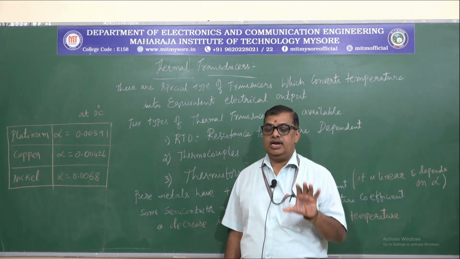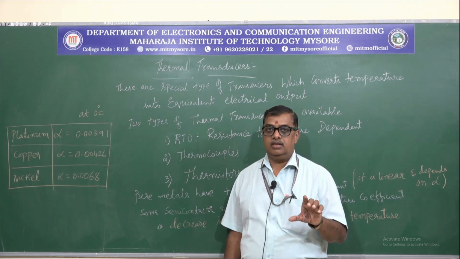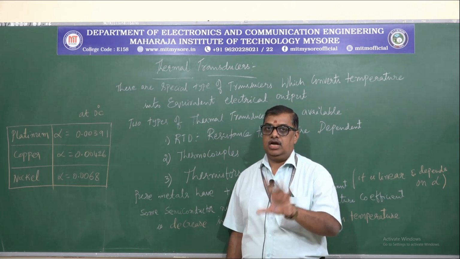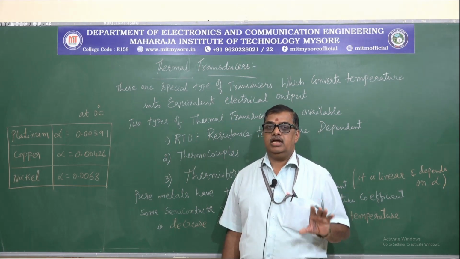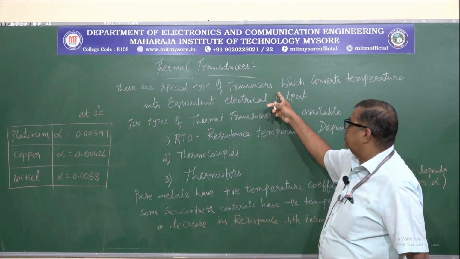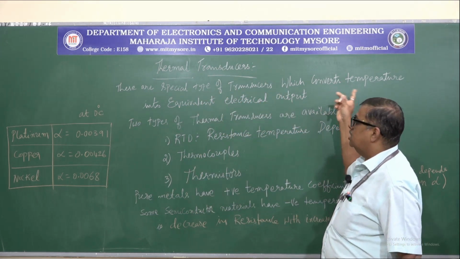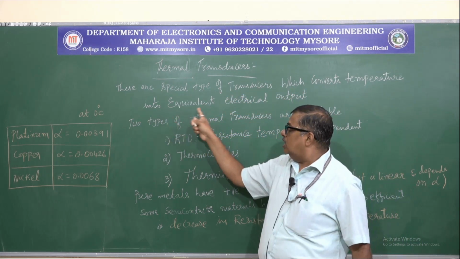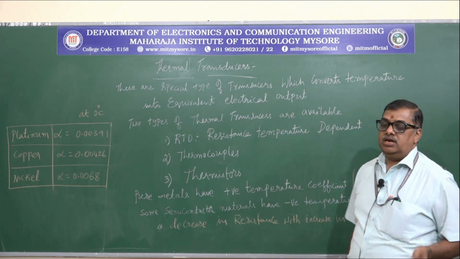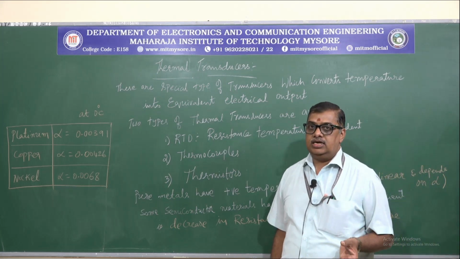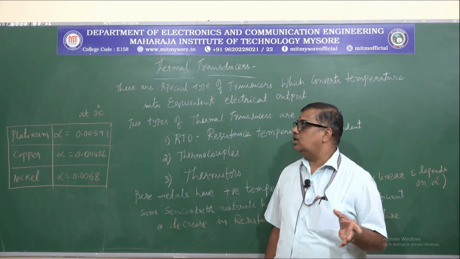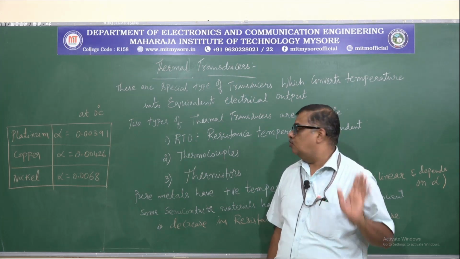The physical quantity it is going to measure is the temperature, and it is going to convert the temperature into an electrical output. That is called a thermal transducer. They are a special type of transducer which converts temperature into an equivalent electrical output. We know that temperature we can measure either in degree centigrade or Kelvin. Whatever the dimensions, it will convert into electrical output.